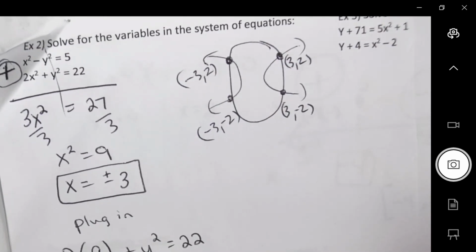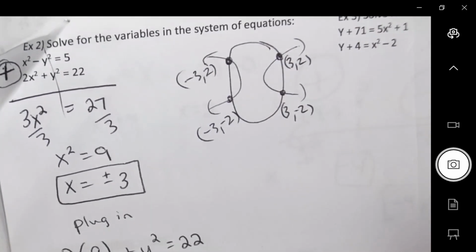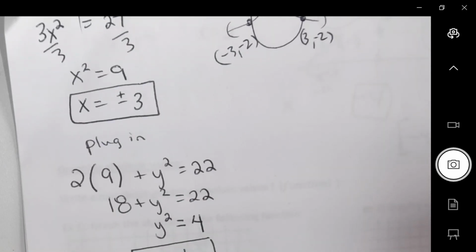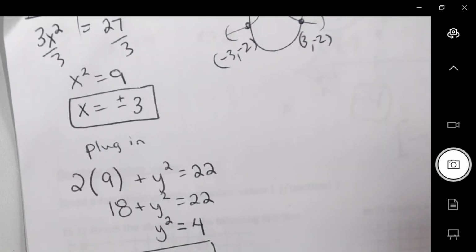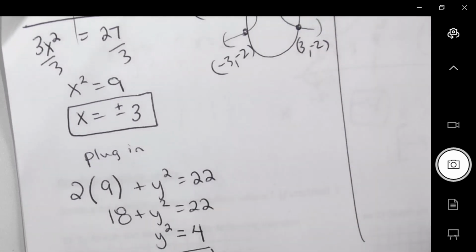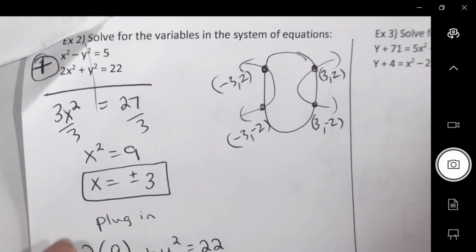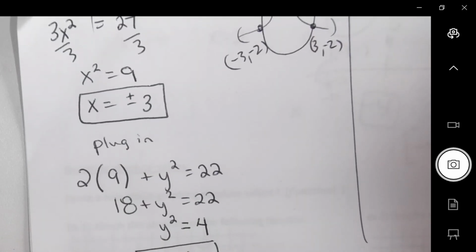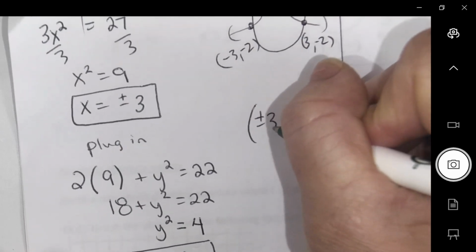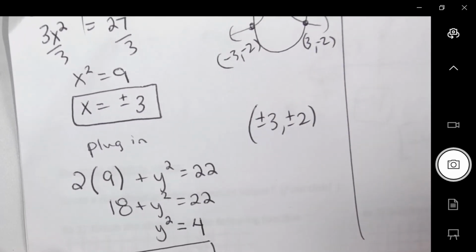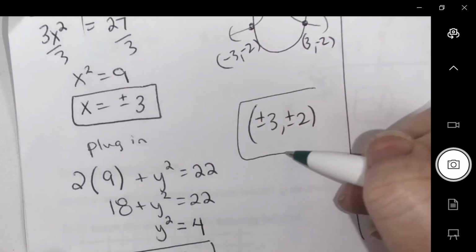There's 4 answers to that because of the plus minuses. You could have had a plus 3 with a plus 2. You could have a plus 3 with a minus 2. There's 4 answers. So do we have to write those down as our answers or just that? If you do this, it's fine. If you wanted, I probably would have done this in my answer key maybe. Like that as a final.